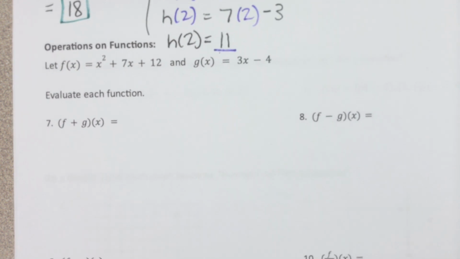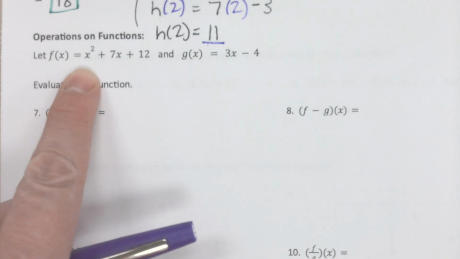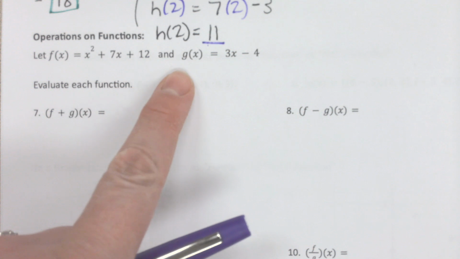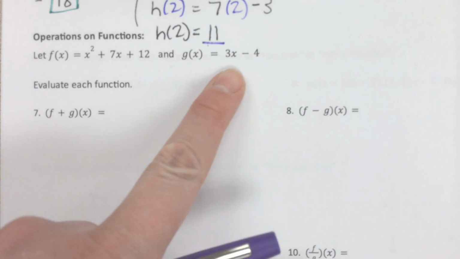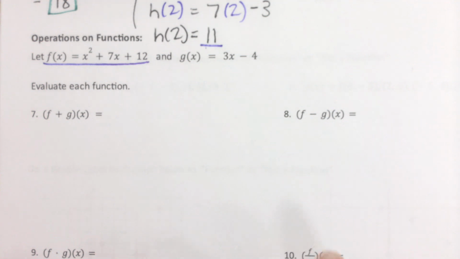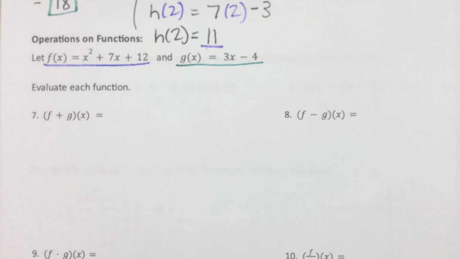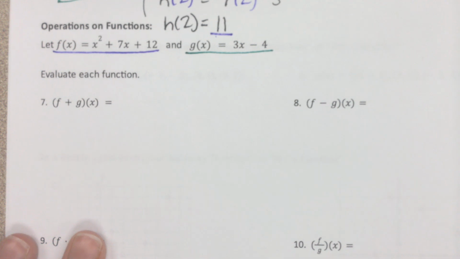Next, we're going to get into operations. These are actually very straightforward, so don't overcomplicate them. We'll go through each one. Let f of x equals x squared plus 7x plus 12, and g of x equals 3x minus 4. I'm going to color code these for the notes. So this time we're given 2 different equations. We just got to pay attention to which one we're using at all times.